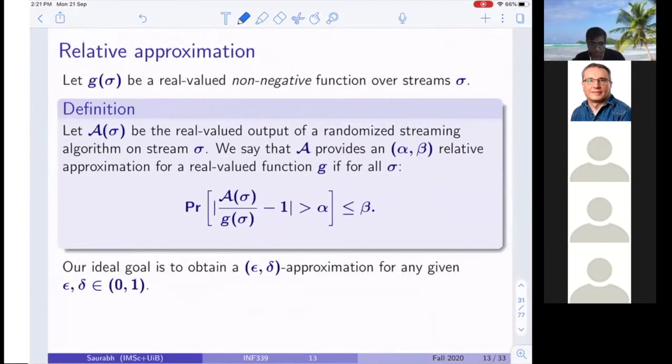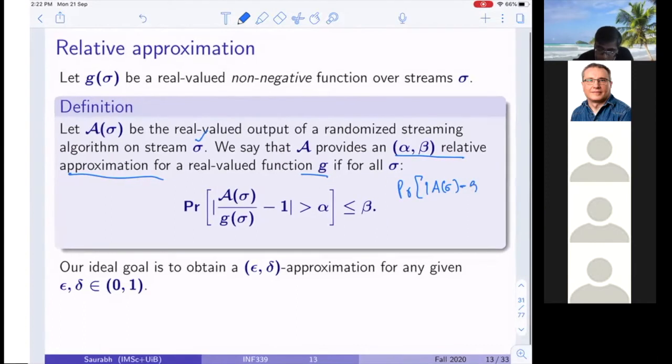So there are two kinds of approximation. One is relative approximation. I'm sure this sounds a bit ugly, but all it is telling you is this: suppose you have a real valued output of a randomized streaming algorithm on a stream row. We say that A provides an alpha, beta relative approximation for a real valued function G if the probability that the output of your algorithm minus G row, where G is a non-negative function, whatever you wanted to compute, is greater than alpha times G row is at most beta. This is all that it is saying. I have just divided by G row. These are called relative approximations.